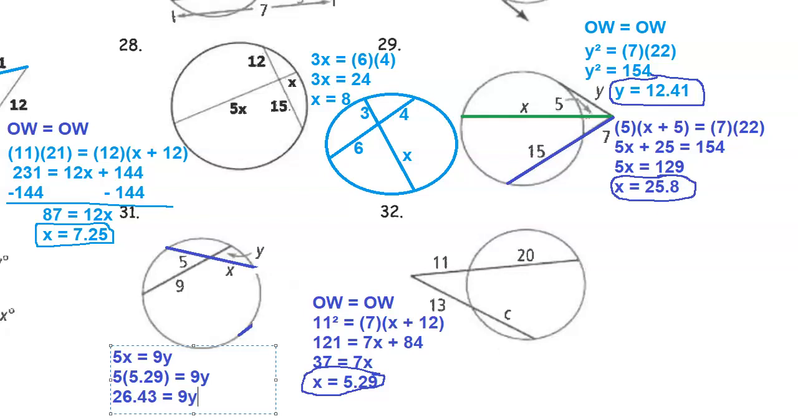Anyway, so now you're going to take that number, you're going to divide by 9 because we have to solve for y. And I got y equals 2.94. No matter how you did the problem, you should end up getting that same answer. If you don't, then it's going to need to be fixed.